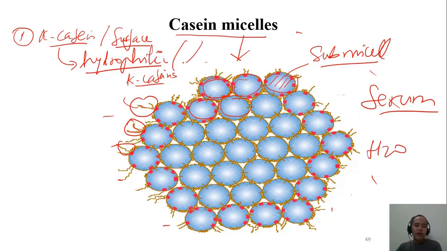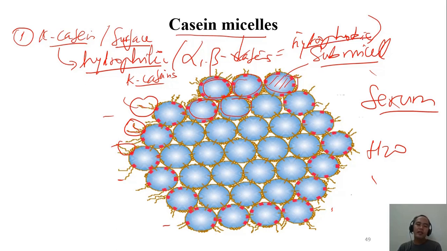Alpha and then beta-casein are more hydrophobic, meaning they don't like water and they stay rather inside of the micelle, not on the surface. This is the first point we should know. This is the second point we should know.